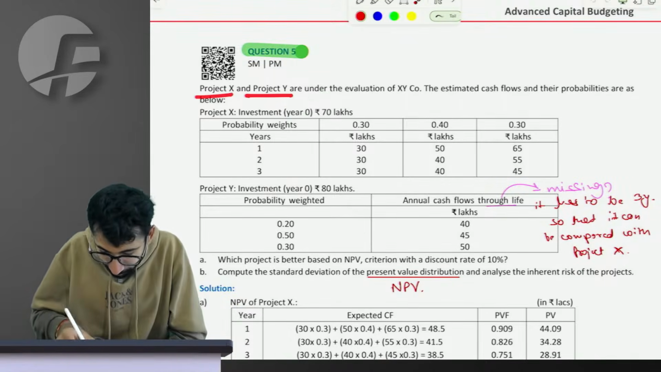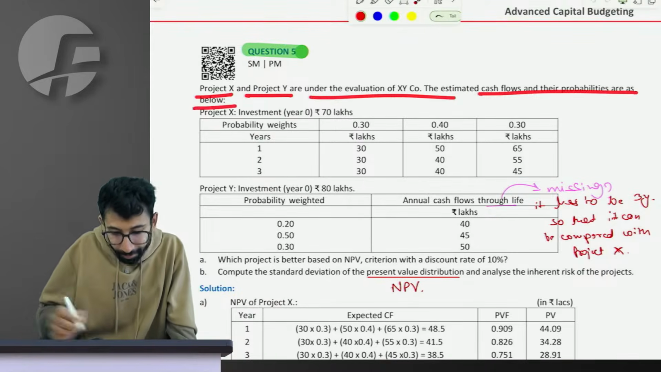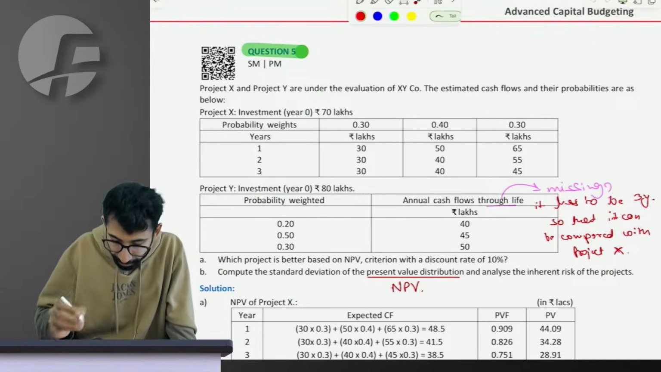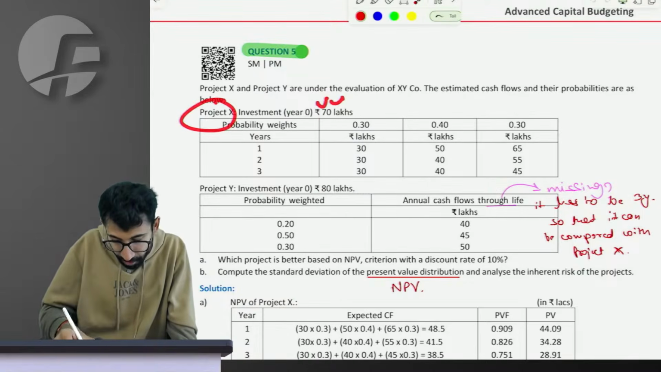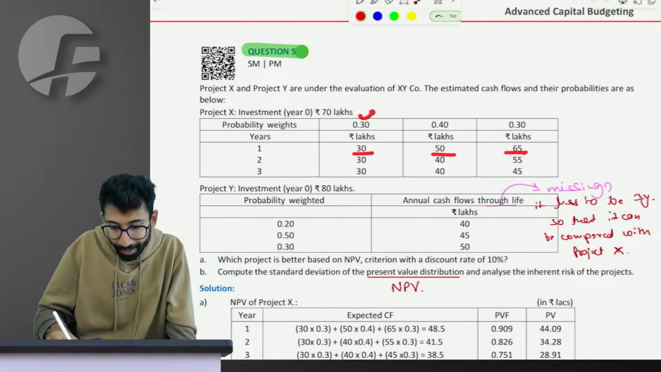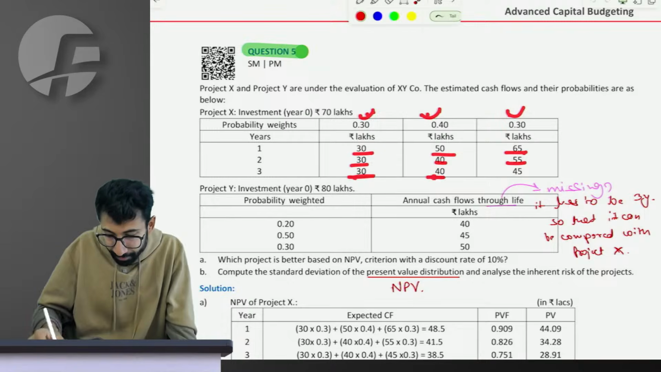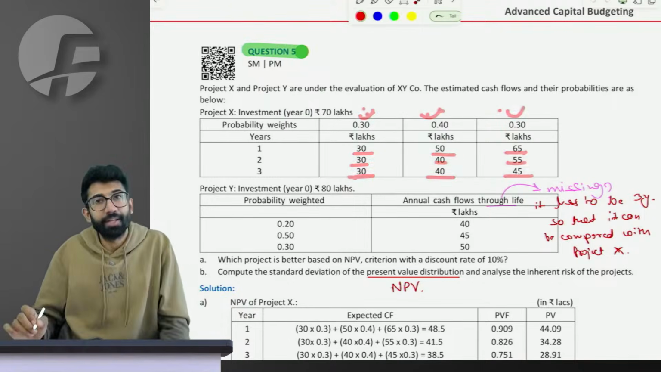Project X and Project Y are under evaluation of XY company. The estimated cash flows and the probabilities are as below. Project X has an initial investment of 70 lakhs and a life of 3 years. The cash flows in the first year are 30, 50, 65, the probability of which is given to me. Then the cash flow can be 30, 40 and 55, the probability of which is given. And then 30, 40, 45, the probability is again given.